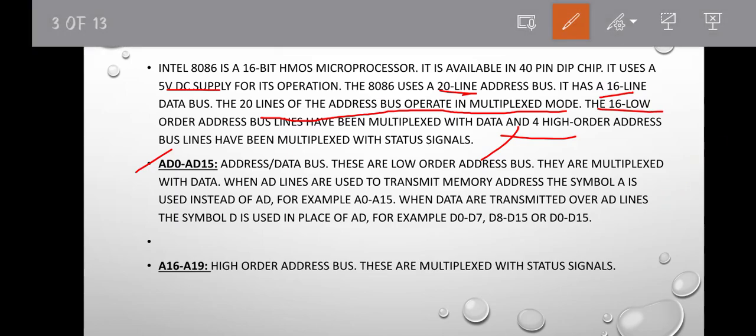And another one is A16 to A19. A16 to A19 pins are the higher order address pins, the higher order address bus. These are multiplexed with status signals. We already saw in the pin diagram of the 8086 microprocessor that AD0 to AD15 is the lower order address bus, and the remaining A16 to A19 is the higher order address bus, and this higher order address bus is multiplexed with status signals, those are S3 to S6.